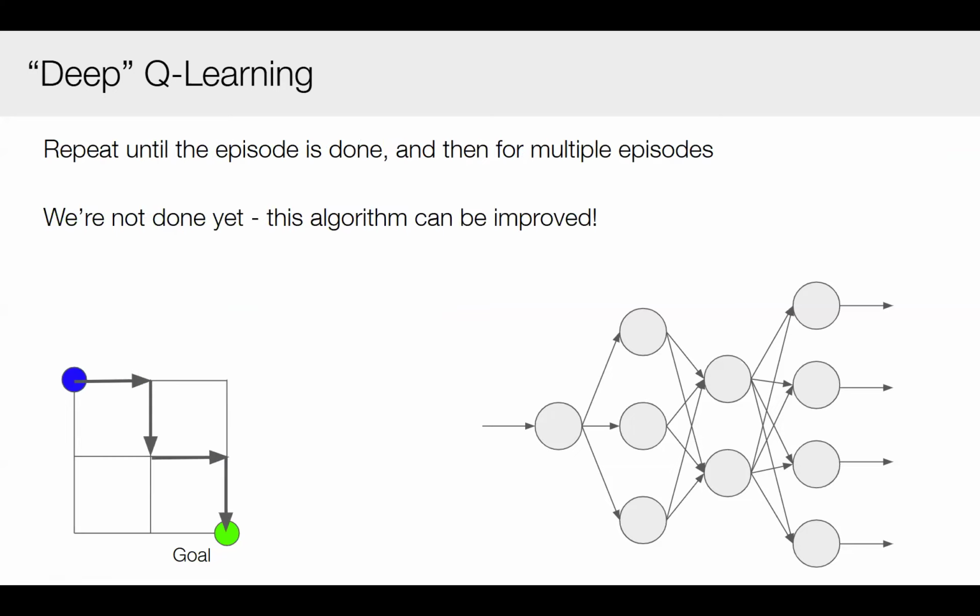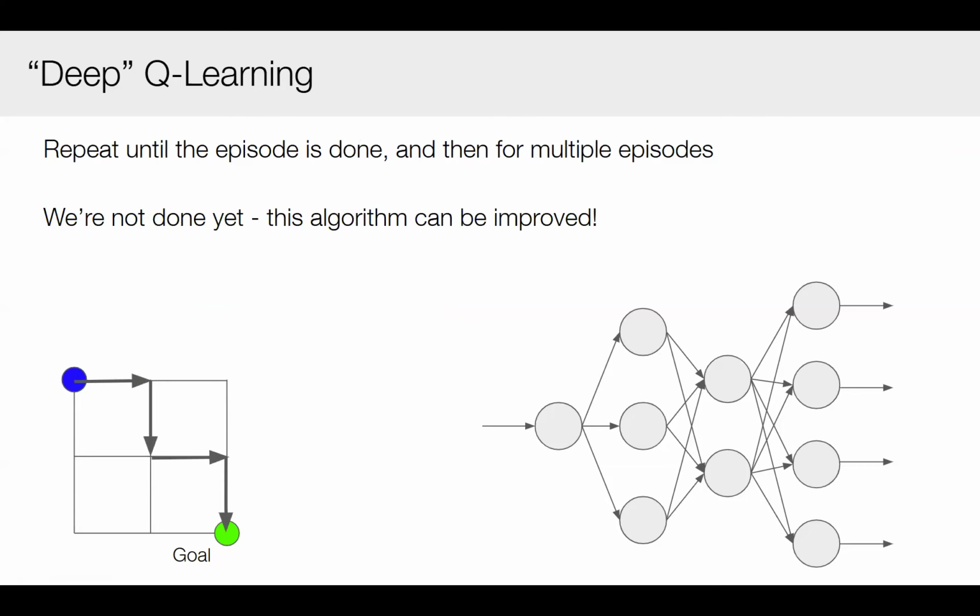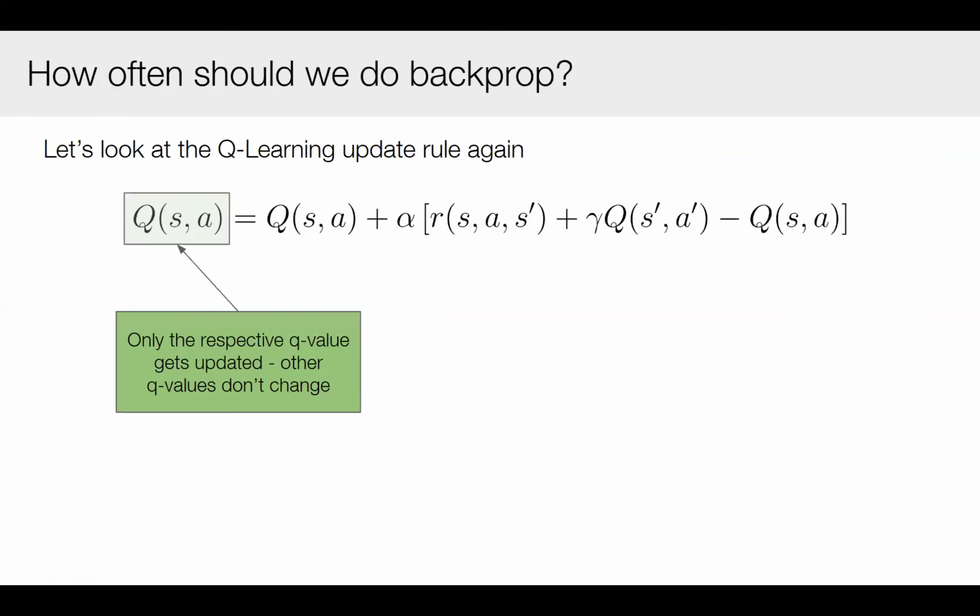Cool, let's keep moving. So that whole process, that's pretty much our algorithm. There was nothing wrong with it. However, it can be improved in a few ways. So let's get into that. The first point of improvement is backpropagation. How often should we actually do backpropagation?